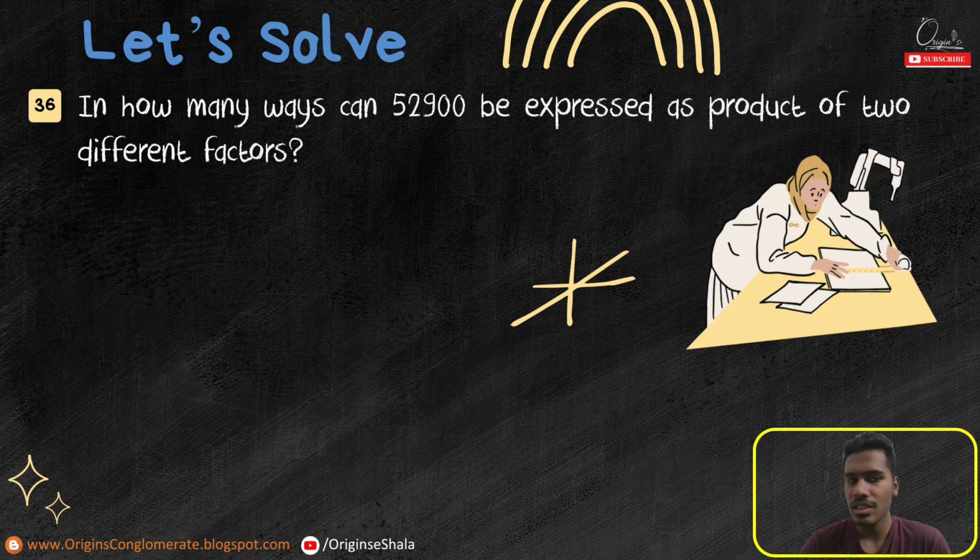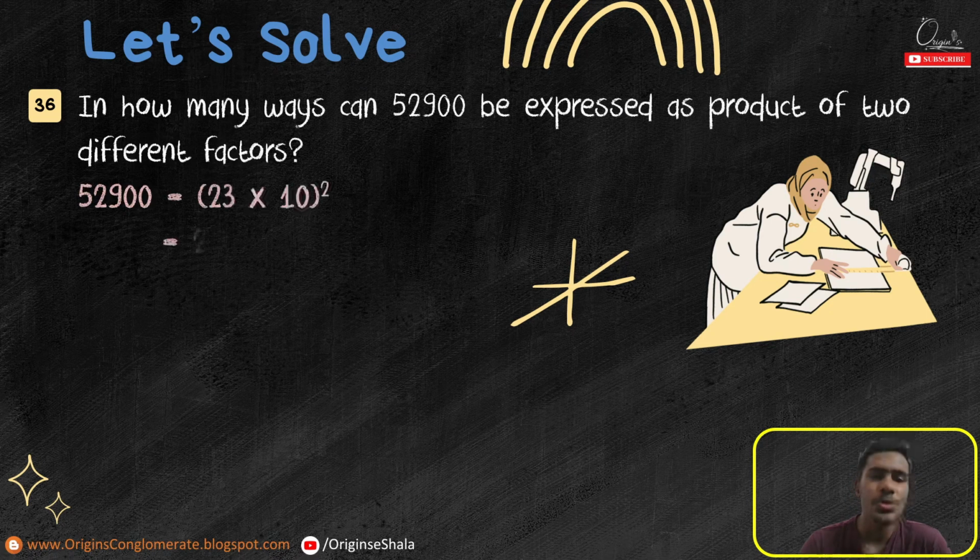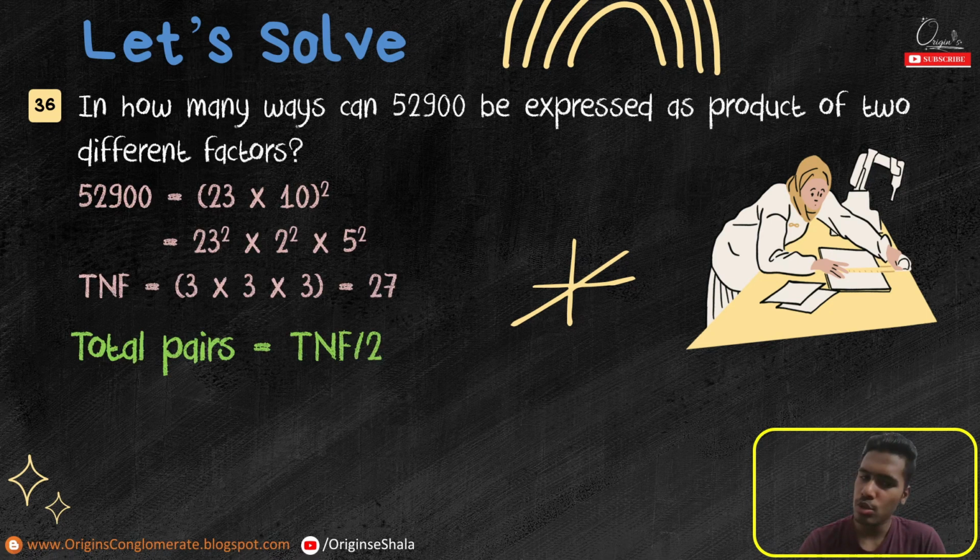So in how many ways can I express 52900 as a product of two different factors? So again, this is not directly asking the product of factors, rather it is asking the number of ways in which I can express this number as a product of two different factors. And you better pay careful attention to the wording of the question, because this is going to be a tricky one. So again, TNF is going to be the same, and the total number of pairs I have already clarified. You just need to divide the number of factors or TNF by 2. So you'll be left with 13.5, right?